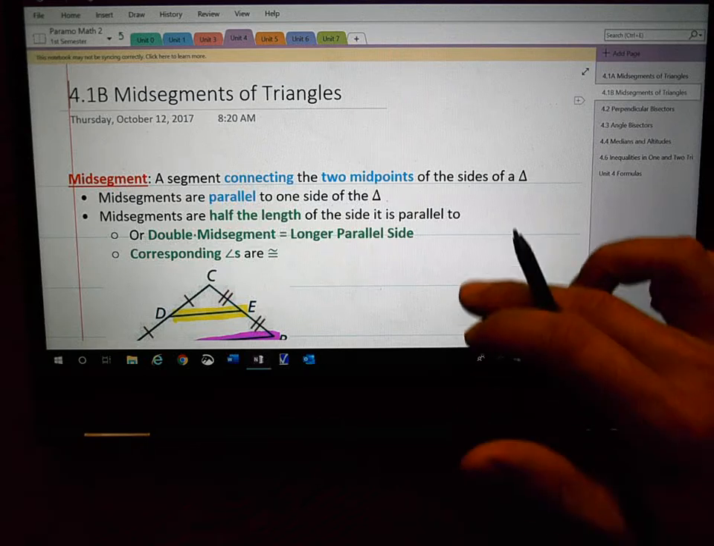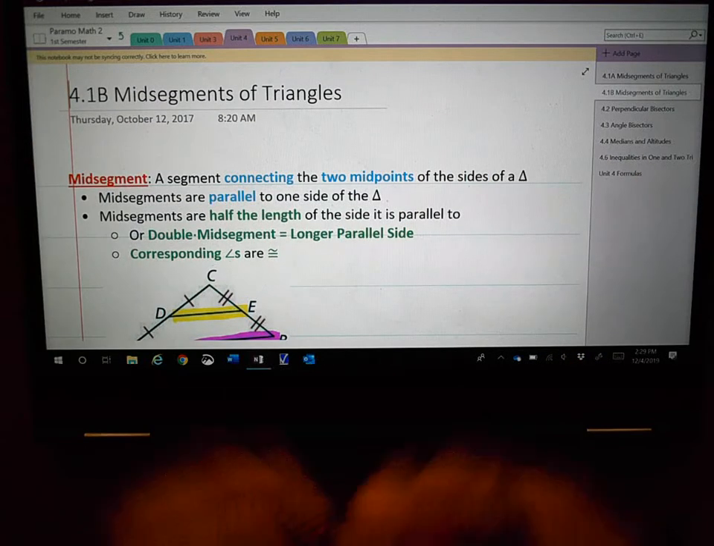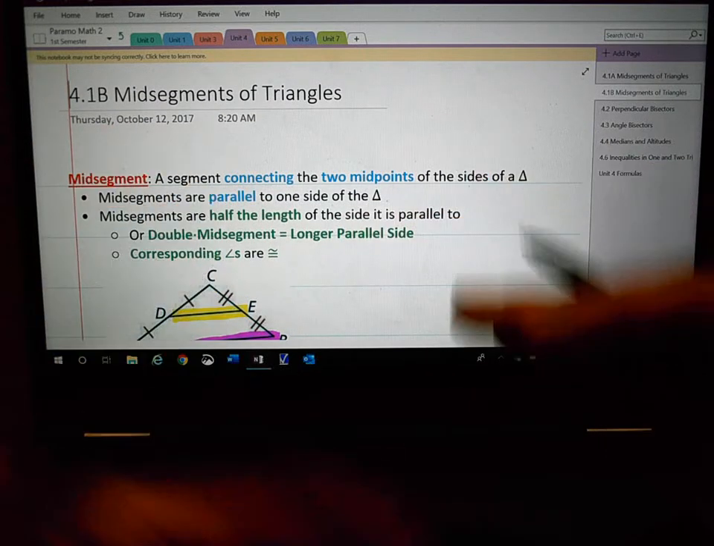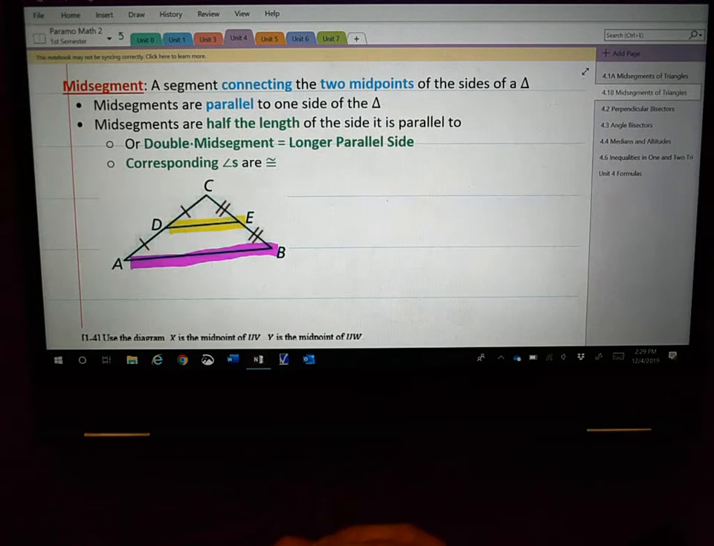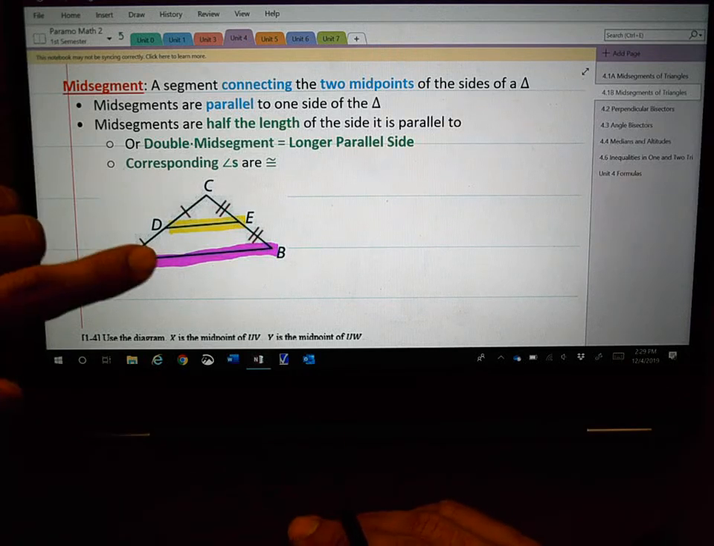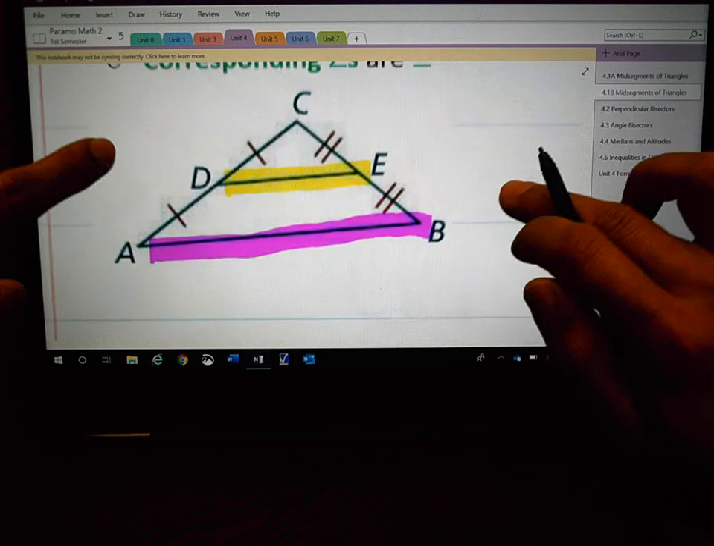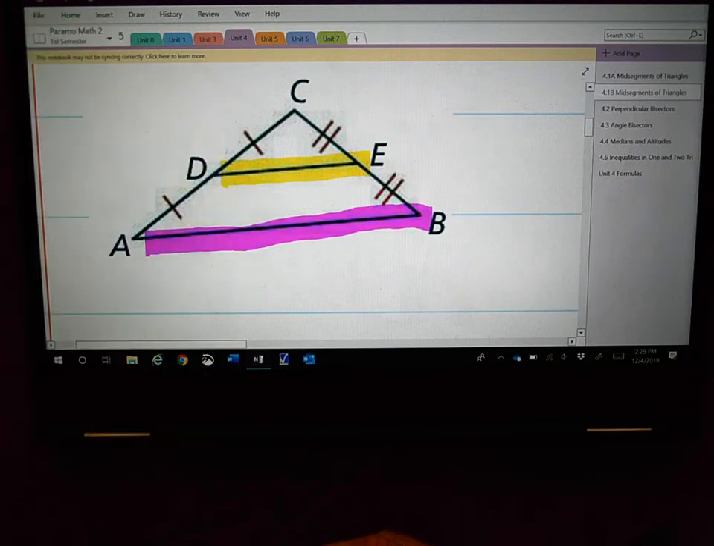When I think about Chapter 4, it's all about triangles. You have to know certain theorems about triangles. The first one is called the triangle midsegment theorem. Let me zoom in on this so you could see it. The midsegment is when you go from a midpoint to another midpoint on the triangle.